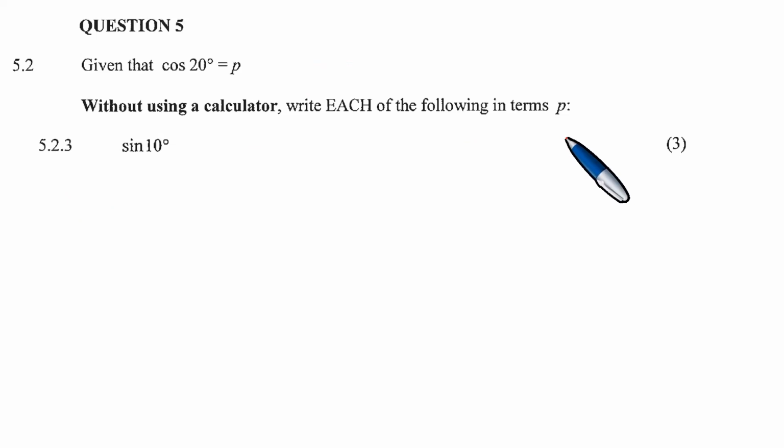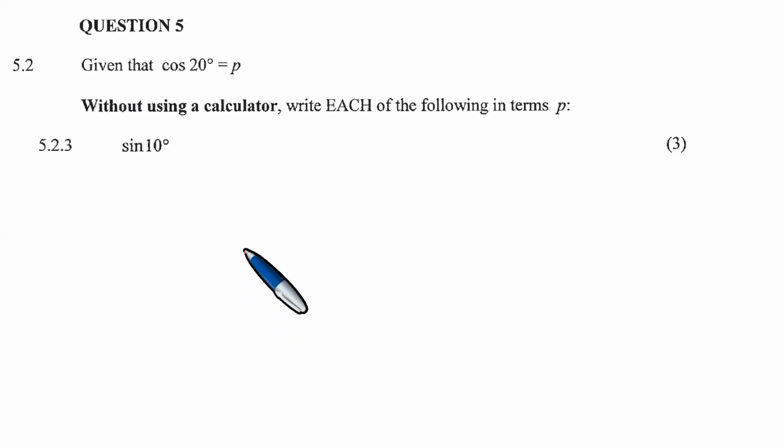What is the sine of 10 degrees? If you have been given the cosine of 20 degrees, which is P, what is the sine of 10? So how can you get sine 10 if you're given cosine 20? How do you do this? Okay, this is how you do it.